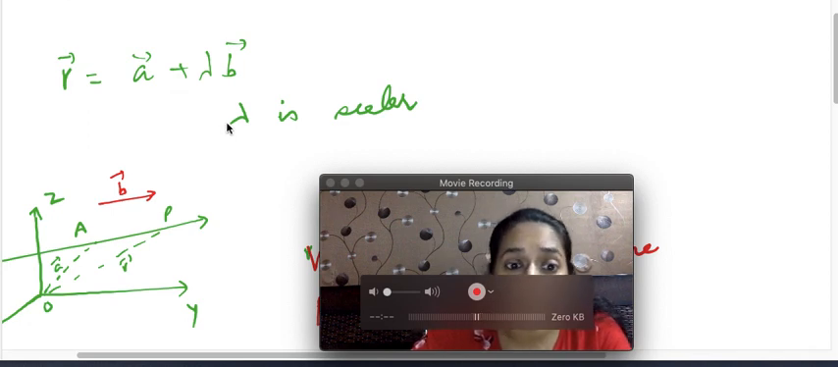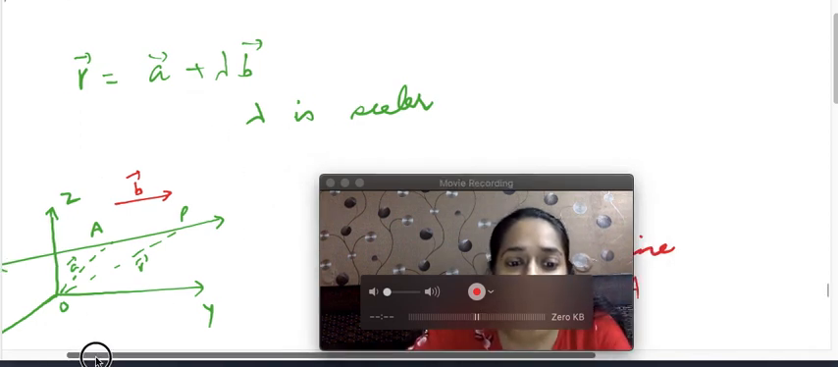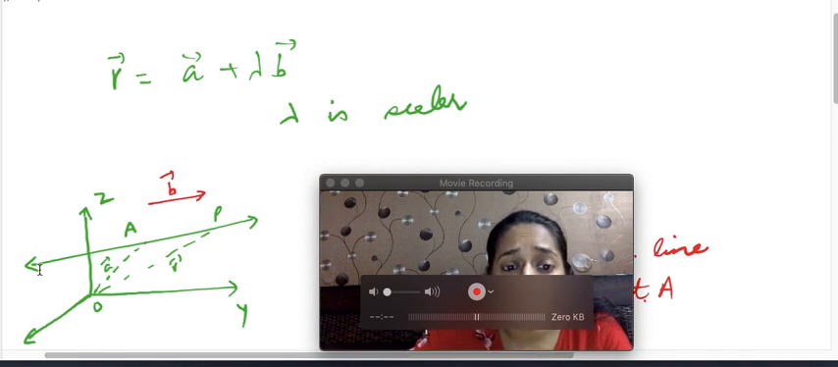Let us have a look with the help of this figure. If we have this line in space and it has one passing point A, and r is an arbitrary point on it, and vector b represents the direction of the given line, then the vector equation of the line becomes r is equal to a plus lambda b vector, where lambda is a scalar. So this is called the vector equation.